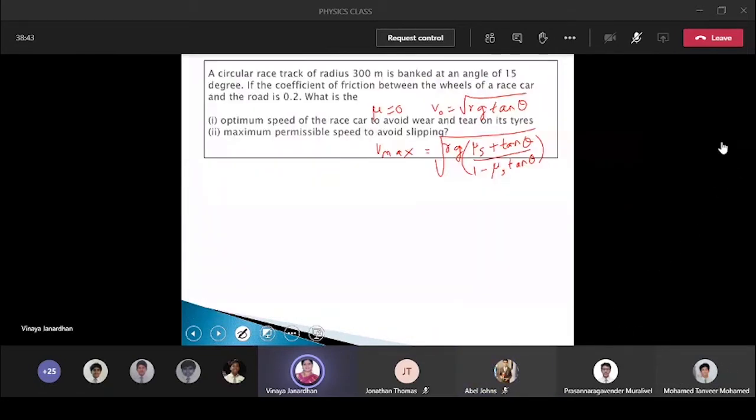Write this question, boys. A circular track of radius r is equal to 300 meter is banked at an angle of 15 degrees. So theta is 15. The coefficient of friction between the wheels of the car and the road is 0.2. Now the question is optimum speed, right? Optimum speed in that sense, the speed with which the car can travel without slipping to avoid wear and tear.